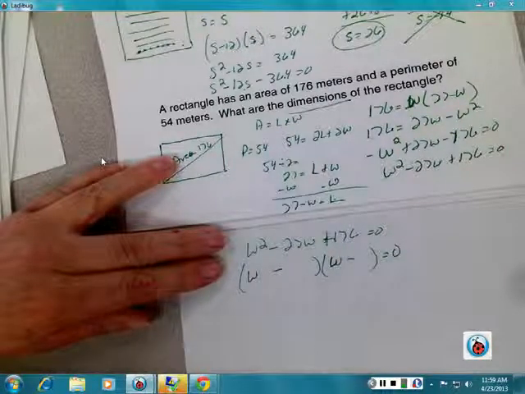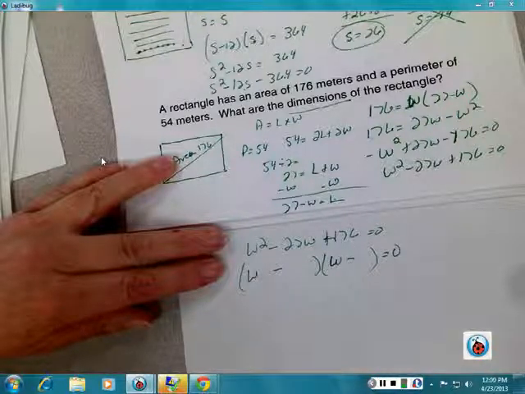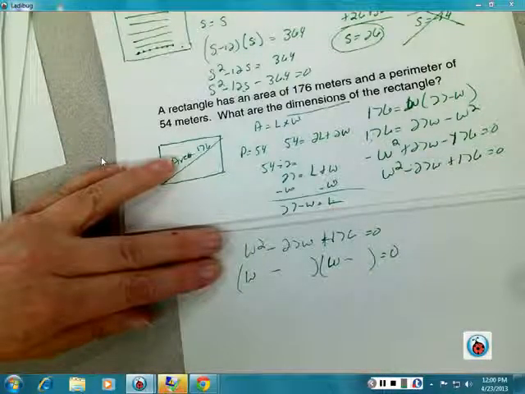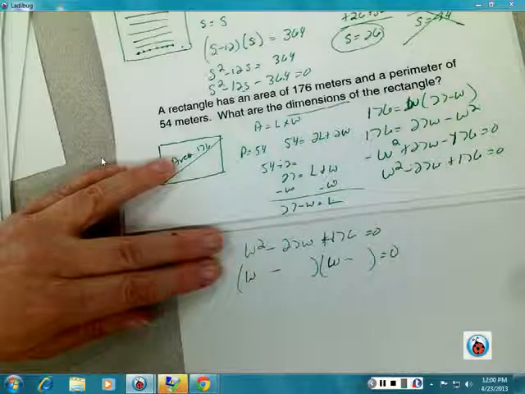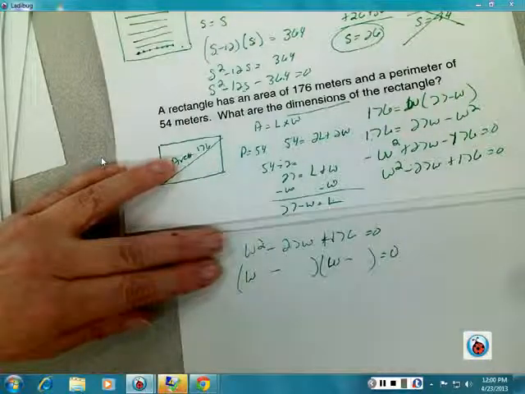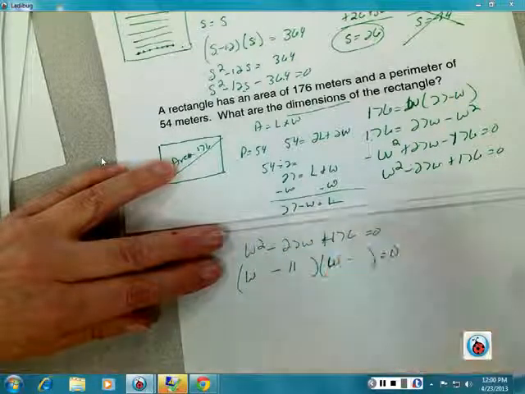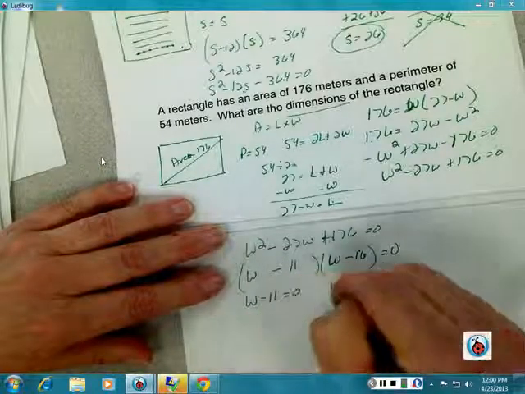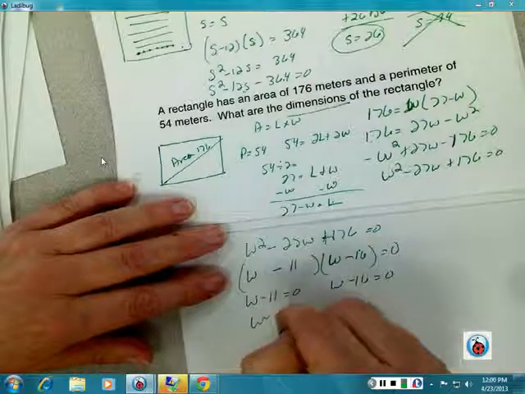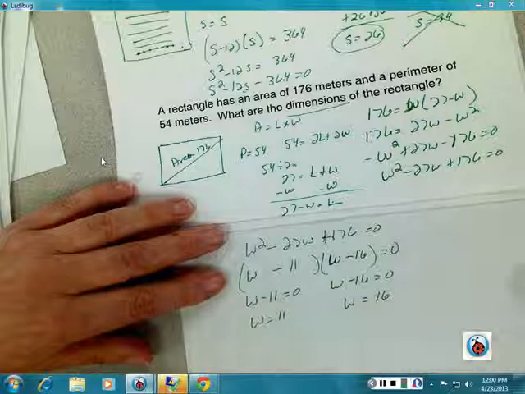So what will my two answers be? If I take 176, I need to come up with a negative 27, so they add together. They happen to be 11 and 16 as my two factors, so set each of these equal to 0 and find that W could be 11 or W could be 16, and since both are positive I could use either one.